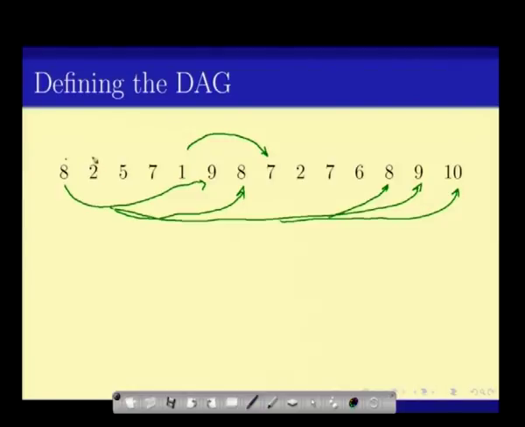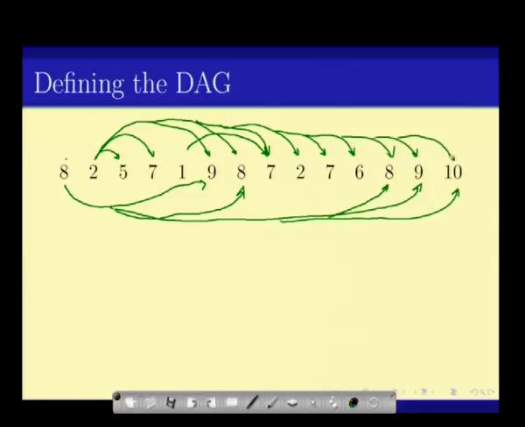Similarly, for 2, I will have to draw an edge to 5. I draw an edge to 7. I cannot draw an edge to 1, but I can draw an edge to 9. I can draw an edge to 8. I can draw an edge to 7, 6. Similarly, I keep on doing it.